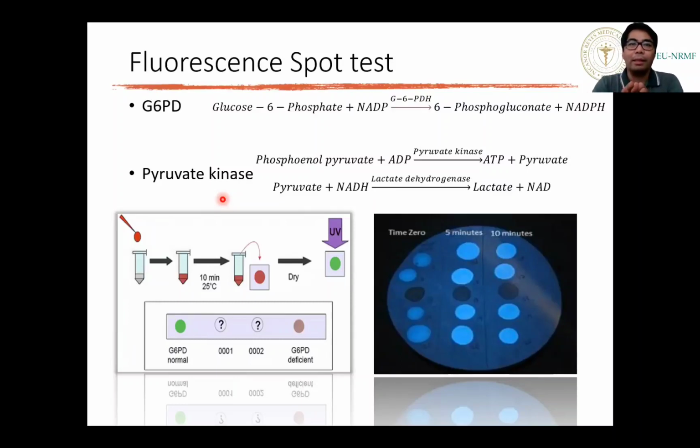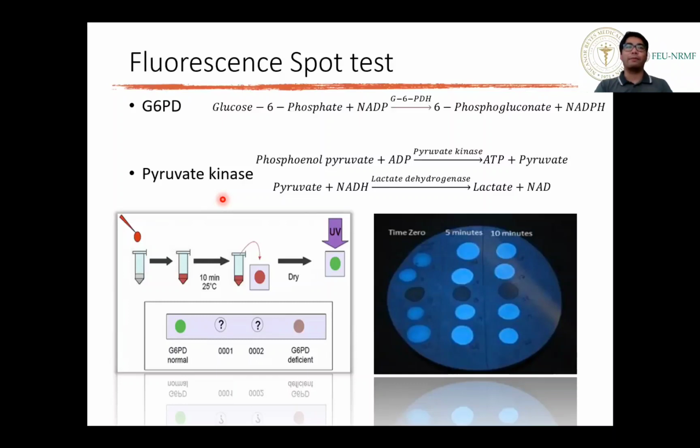So they are reversed. G6PD will fluoresce, while pyruvate kinase should show no fluorescence in the drop of blood. So in the reverse case, if G6PD shows no fluorescence, you have G6PD deficiency. If it's pyruvate kinase and the blood fluoresces, it means you have a deficiency of pyruvate kinase. So that is the principle of the fluorescence spot test.